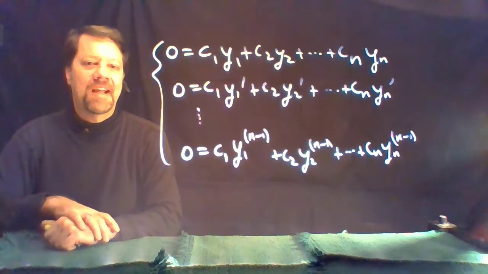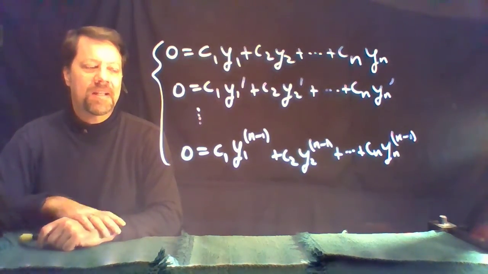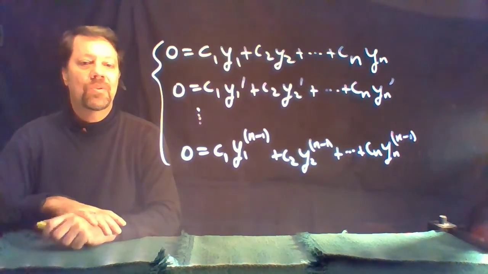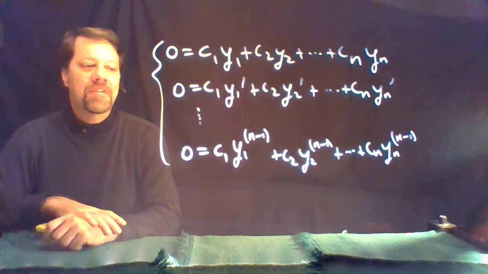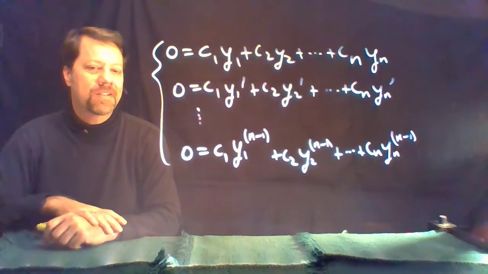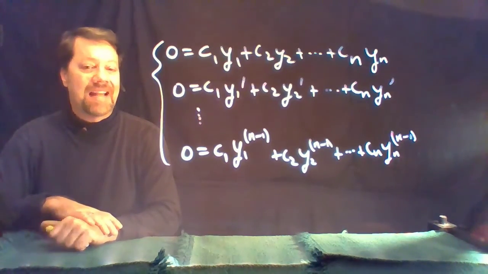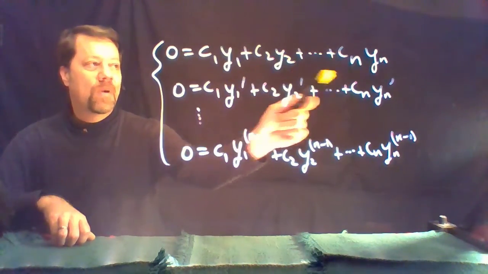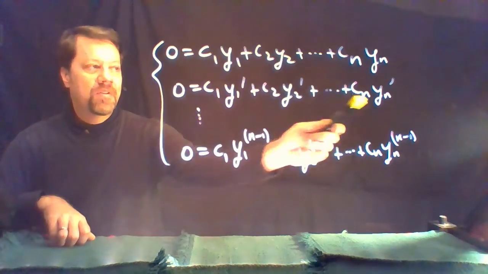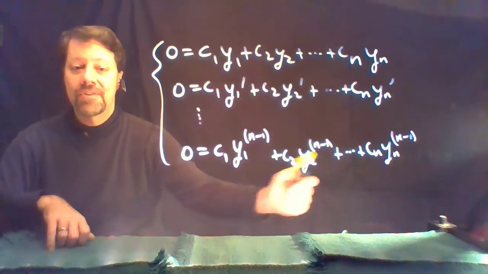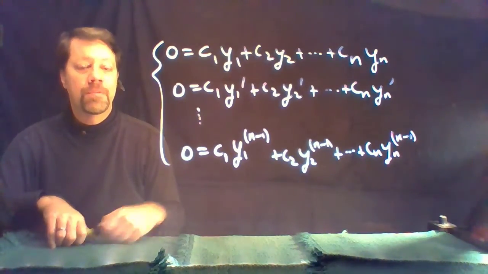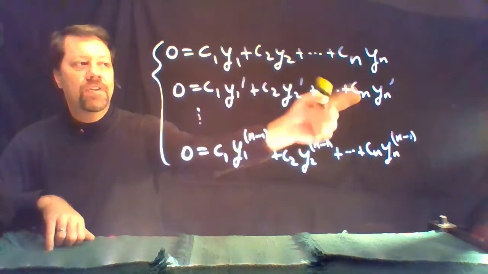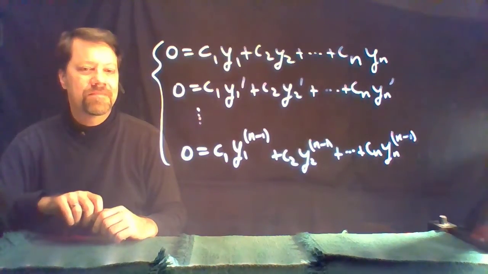A theorem from linear algebra tells us that a system like this of n equations in n unknowns has a unique solution if and only if the determinant of the coefficient matrix is not 0. The coefficient matrix will consist of the functions y1 through yn, their derivatives and second derivatives all the way down to the n minus first derivatives. Remember, the variables here, the unknowns, are c1 through cn. So these functions are their coefficients.